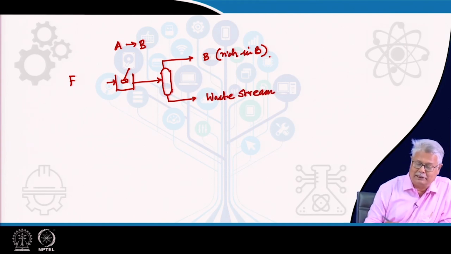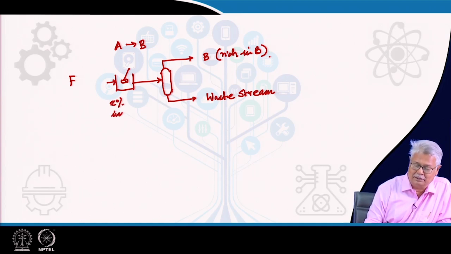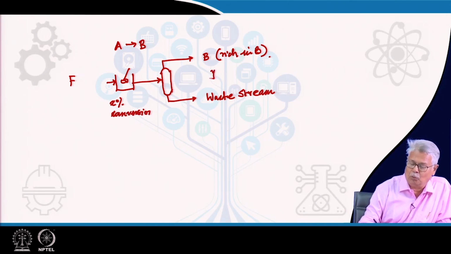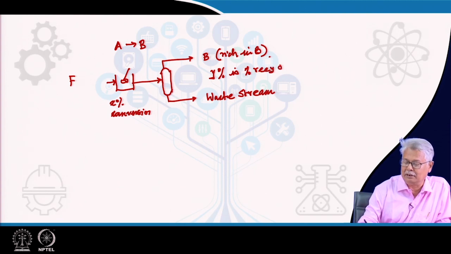What I wanted to say is, say X% is the conversion, and here Y% is the percentage recovery of B from the column feed.